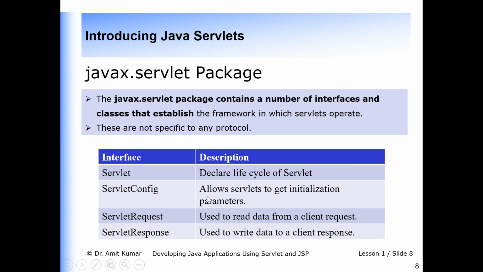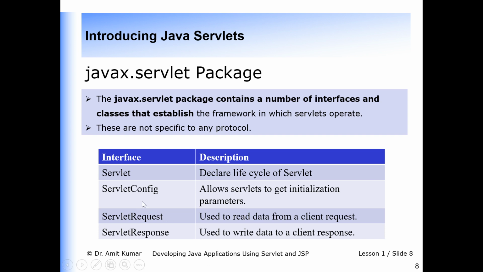So you can say we have a table that has interfaces and descriptions. The javax.servlet package has some interfaces and some classes. In this table you can see only a few of the interfaces available in the javax.servlet package, and the first interface is the servlet interface. What is the meaning of the servlet interface? You need to remember this interface. This interface declares the lifecycle methods of the servlets. So the servlet interface is responsible for defining the lifecycle methods of the servlet, meaning init, service and destroy.